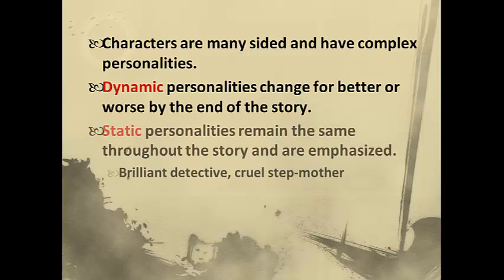The second type of character that you run across is static characters. Static characters are characters whose personalities will remain the same throughout the story and are even emphasized for this character trait. For example, we might have a brilliant detective like in the Sherlock Holmes novels. That character is static. He's always a brilliant detective. Or the cruel stepmother in Sleeping Beauty or Snow White and the Seven Dwarfs. That cruel stepmother personality does not change.